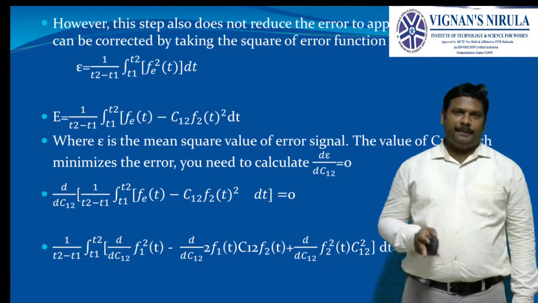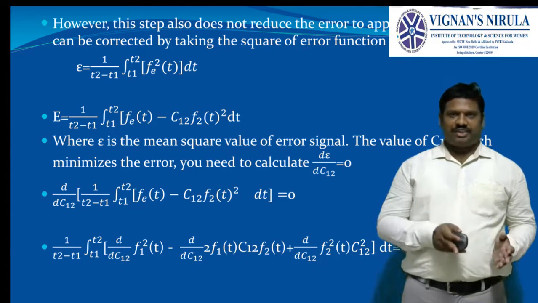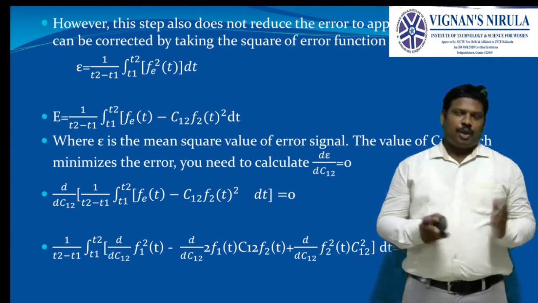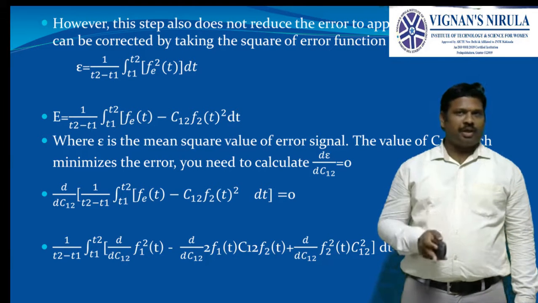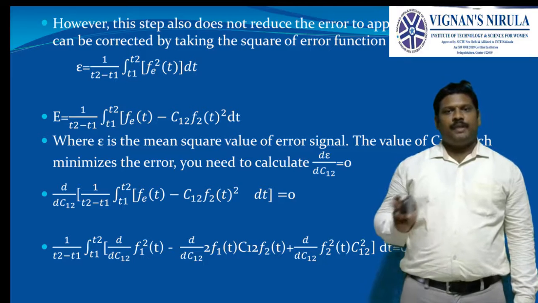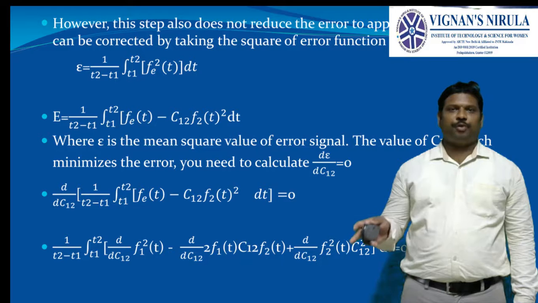And the b square is c12 square into f2 square of t. As the first part is the f1 square of t, which is not varying with respect to c12, therefore this particular term will be 0. Therefore, the next term is 2 into f1 of t, c12 into f2 of t.